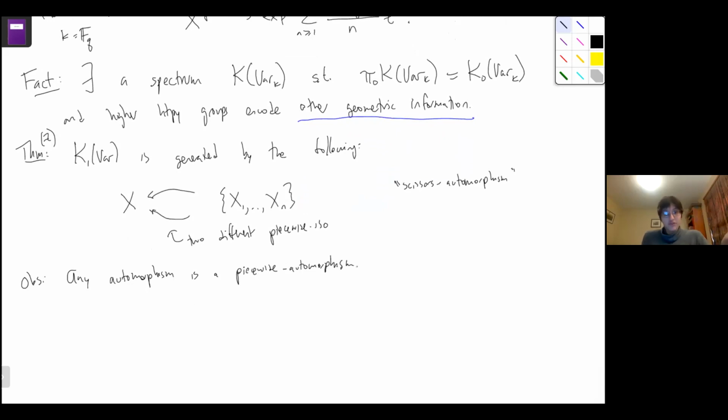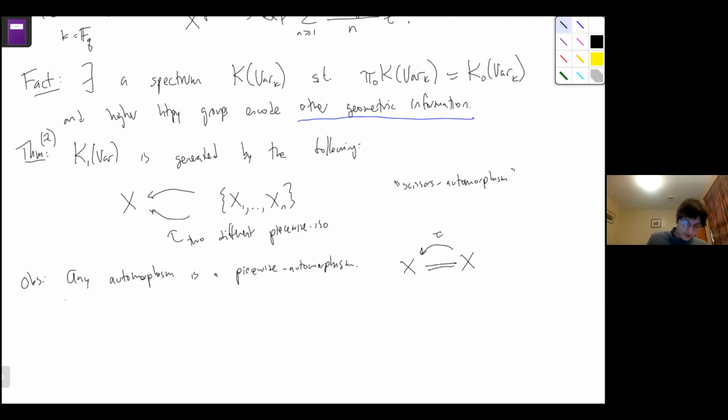I mean, there's no reason why you have to break it up into pieces. You could just say, okay, we have an X, and one of our piecewise automorphisms is going to be the identity, and one of them is going to be some other automorphism tau. That's a perfectly reasonable thing to do.